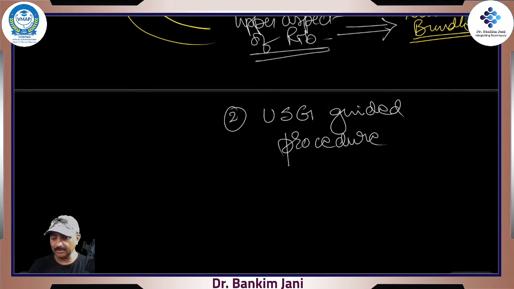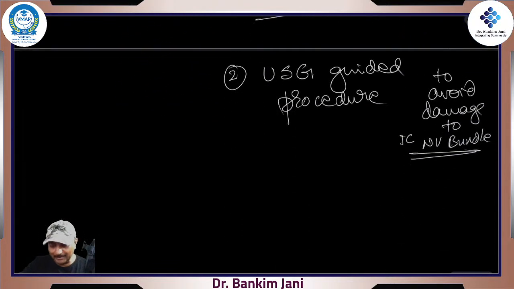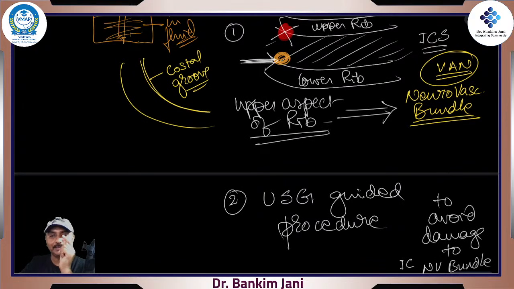USG guided procedure, again, is to avoid damage. Damage to whom? Damage to the neurovascular bundle, right? Intercostal neurovascular bundle. That's what we really want to avoid. Again, in first MBBS, no one would ask this. But when we know this, then while learning the rib and the intercostal vein and artery, we know that it is important, boss, right? Because one day we have to take care of it. Perfect.